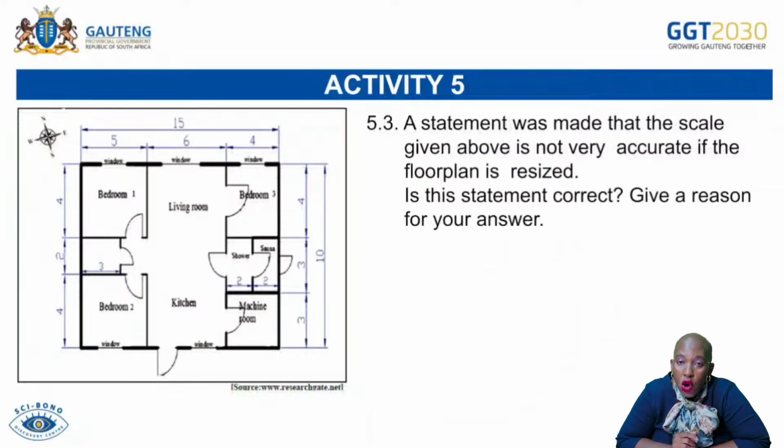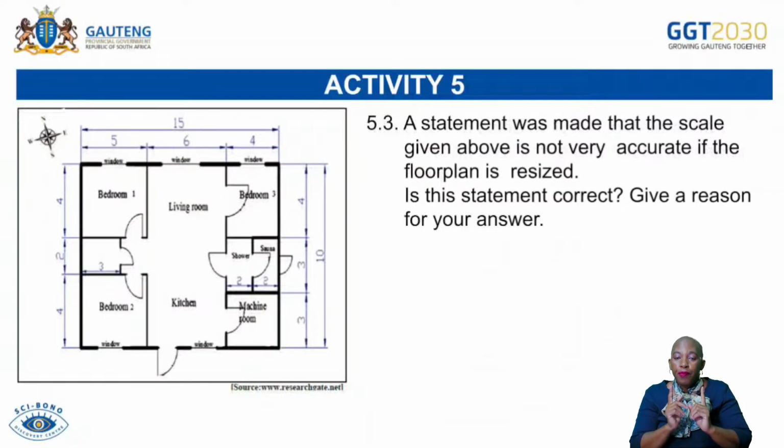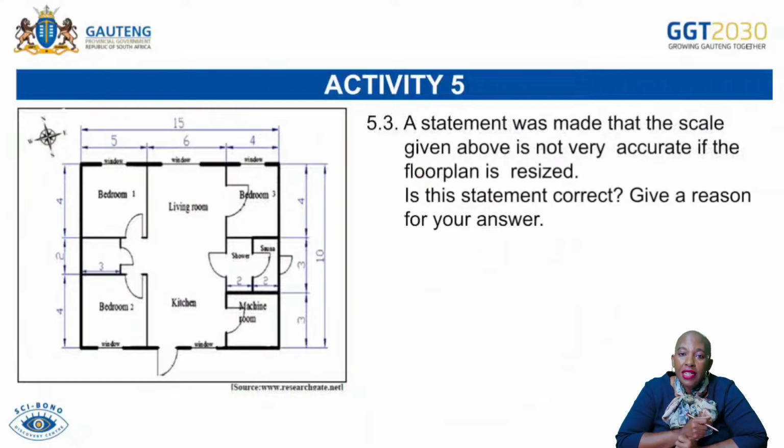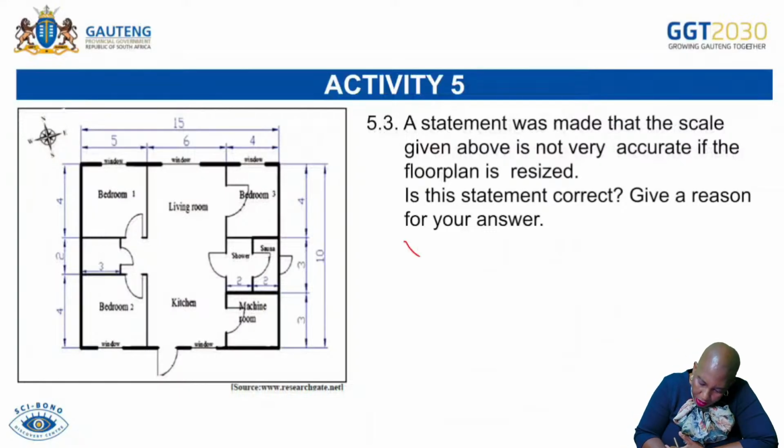Give a reason for your answer. Now this takes us to where now? To the advantages and the disadvantages of what? Of a bar scale and of a number scale. But here we are given the scale as a ratio scale. So now we say, yes, it will be incorrect.